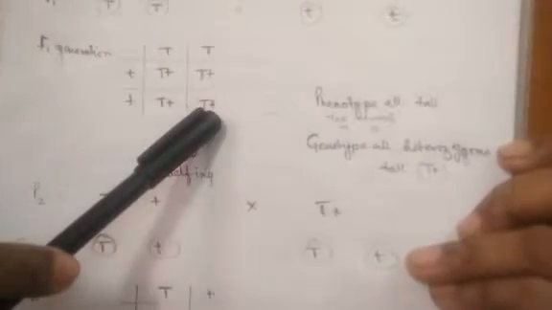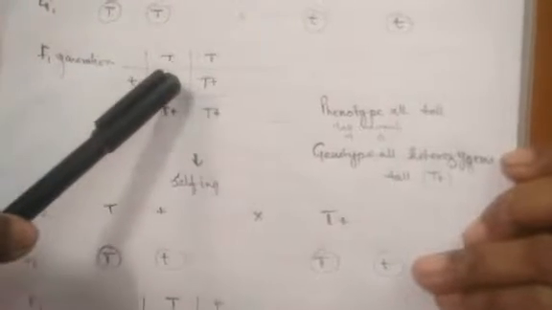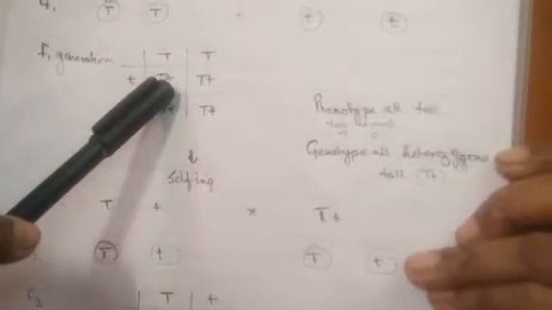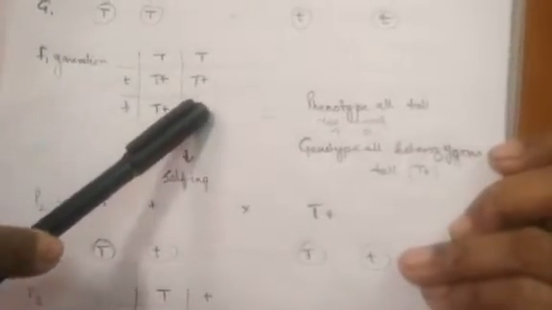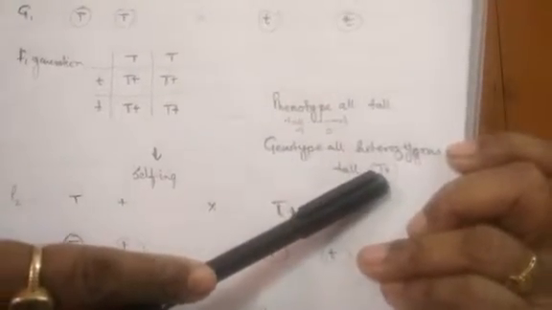No, because they have one capital T, one small t. All are having one capital T, one small t. So they are heterozygous tall. When an individual has both alleles, two types of allele, clear, then we call it heterozygous. So they are heterozygous tall, or we can simply call them hybrid tall.